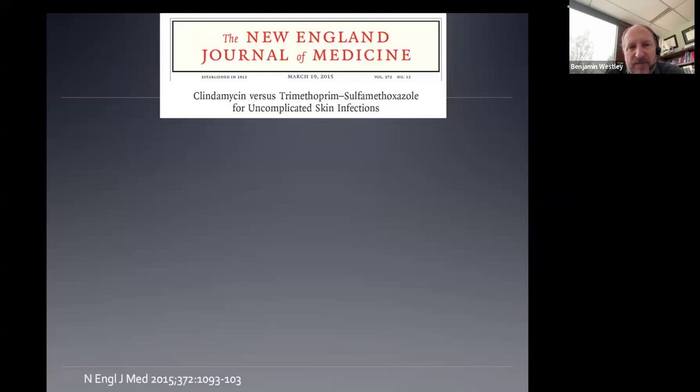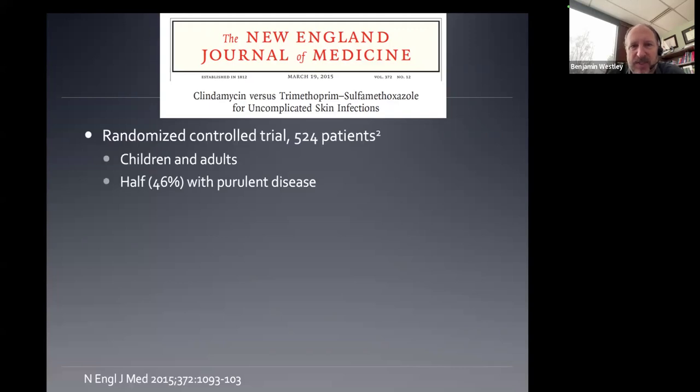So here's a 2015 New England Journal of Medicine study that was really exciting because it was a randomized trial of old, cheap, generic medicines that nobody makes any money off of. So it was really heartening to see that a study like this was actually done. And it was randomized with 500 patients. Half of these patients had purulent soft tissue disease, but that means that half had non-purulent cellulitis.